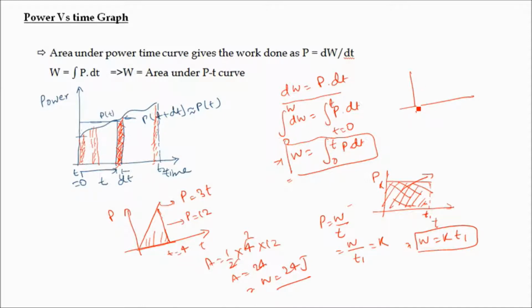Similarly, suppose the P-t curve is in this way, then again if you have to calculate the work done during the time t equal to t1, then you have to get this area. Suppose the P-t curve is defined in this way. This is the P axis, this is the time axis, and the curve goes in this way. Then in order to get the work done for time t equal to t1, you have to calculate this area.